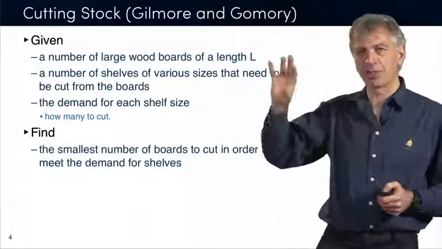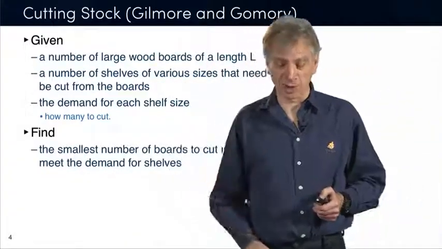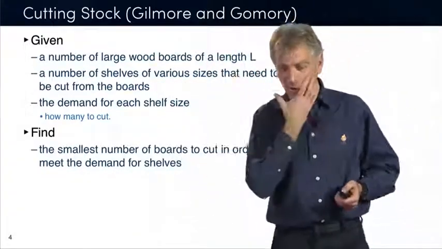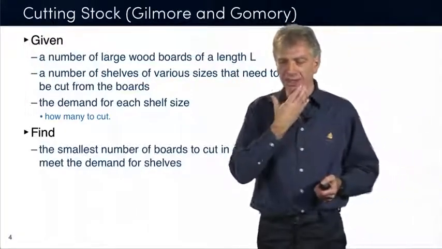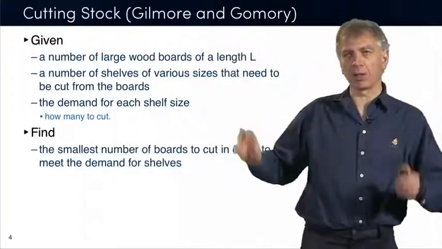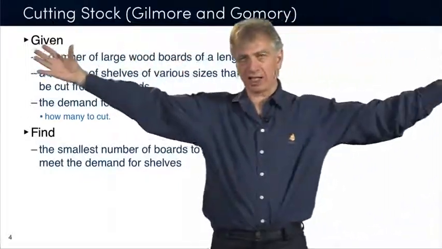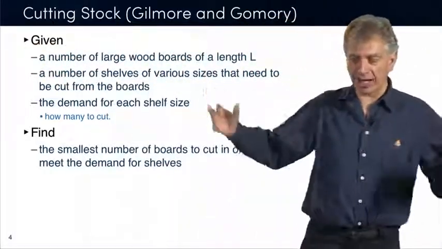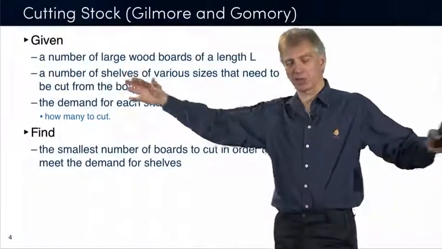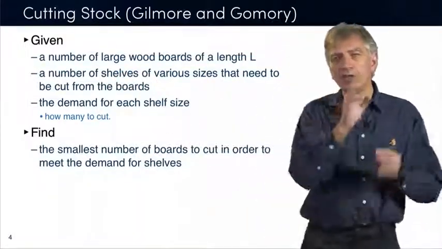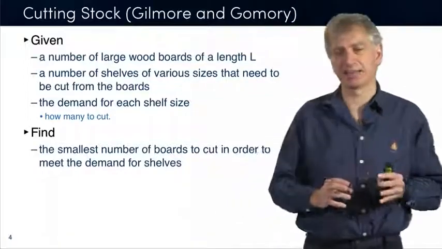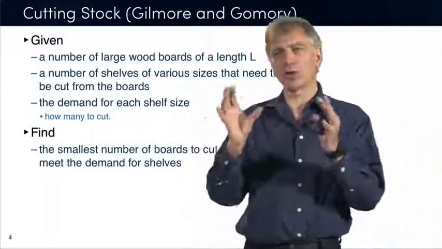Once again, it came from Gilmore and Gomory, the same Gomory as the Gomory cuts, of course. A lot of contribution to combinatorial optimization. And this is what the problem consists of. So you have large wood boards, really large, of a particular length, and you have a large number of them, and you want to cut them into small shelves of different sizes, and these small shelves are what your customer requires.